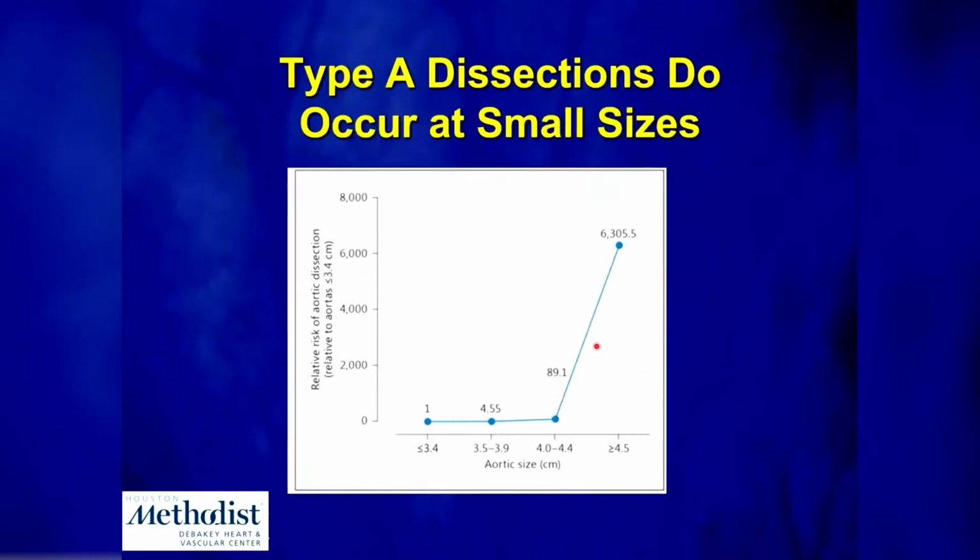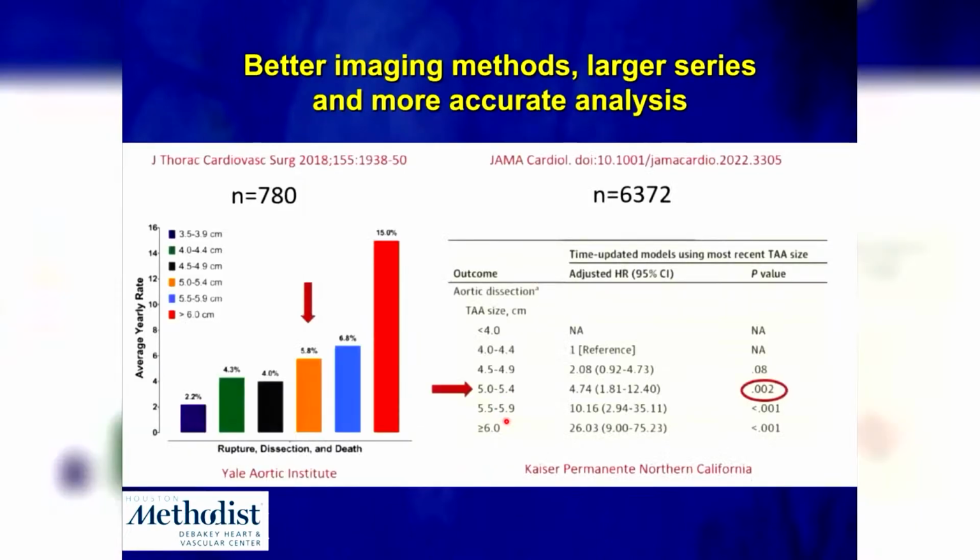Now, these were old historic studies, but more contemporary studies have suggested that type A dissections can even occur, and they mostly occur in aortas that are small in size. So take a look over here. The relative risk of an aortic dissection between 4 to 4.4 centimeters is almost 89 compared to those with an aortic size less than 3.4. And then you have a significant increase in the risk of dissection once the aorta goes 4.5 centimeters and above. But you can still see that in aortas less than 4.5 centimeters, there are some cases where dissections can happen.